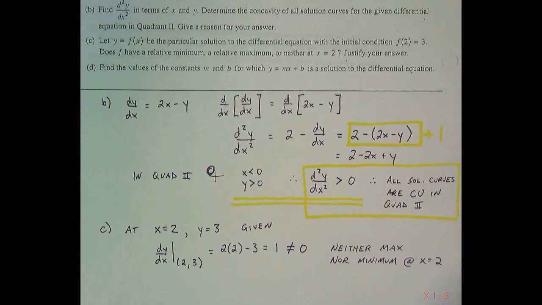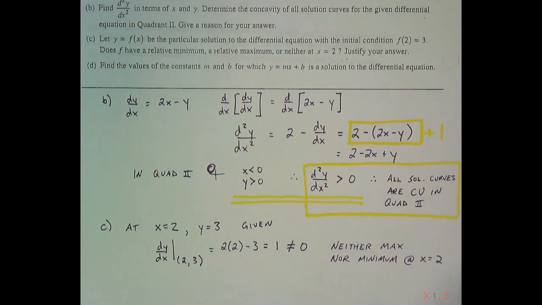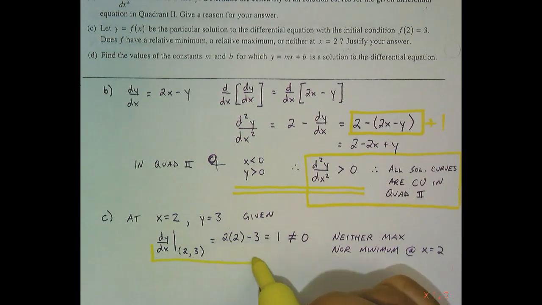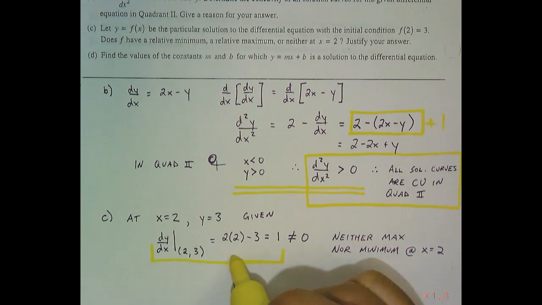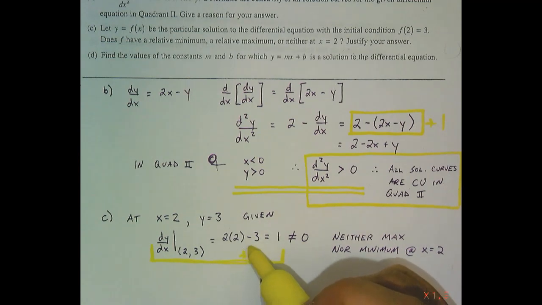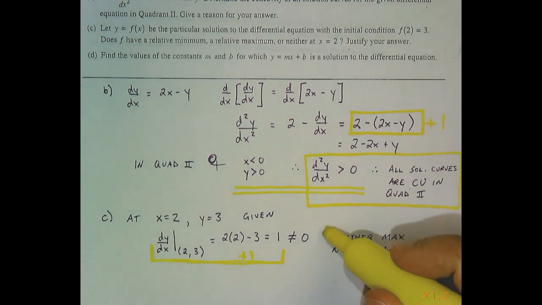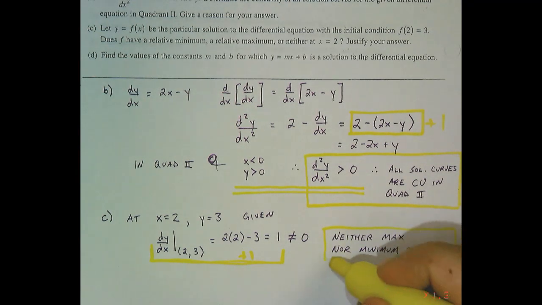And then part C, this is worth 2 points. The first point comes from, did you consider the first derivative? So if you evaluated the first derivative at that location, you'll get 1 point, and then the conclusion is worth your other point.